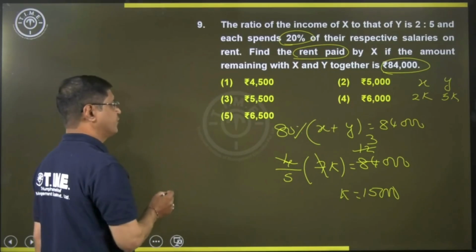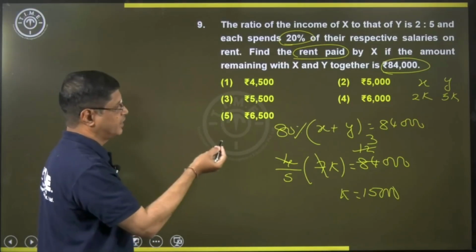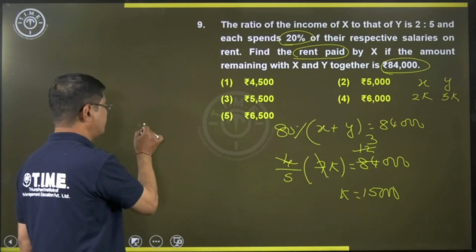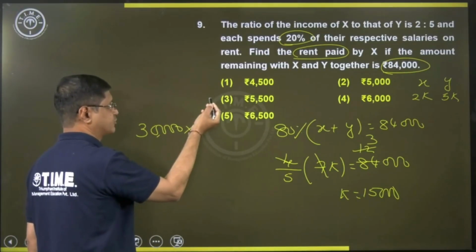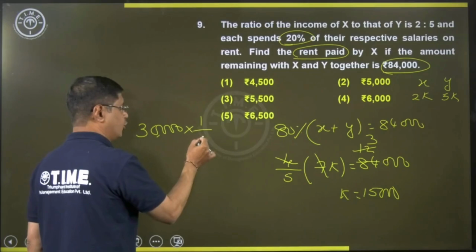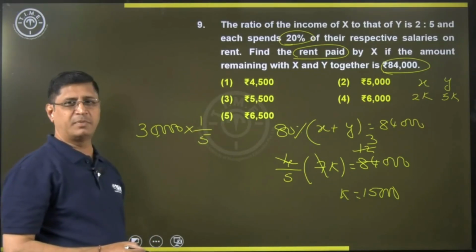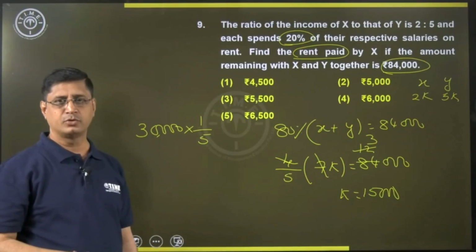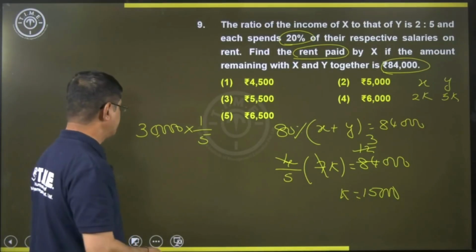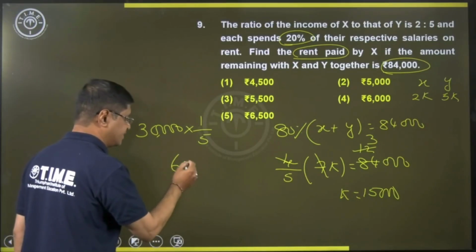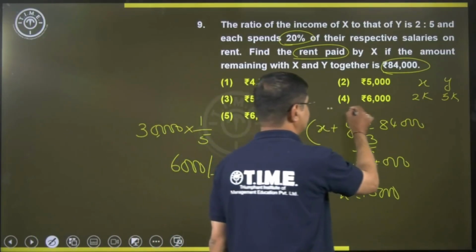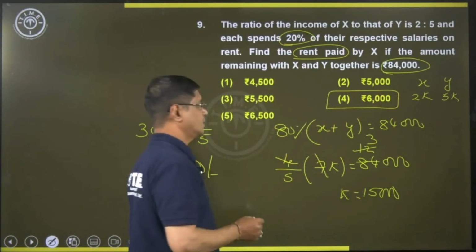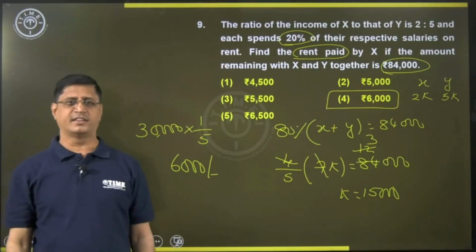So, here the salary of X is equal to 2K. 2K means 2 into 15, that is 30,000. And what is the expenditure here? 20%. 20% is equal to 1/5. So, what is the value of 1/5 of 30,000? That is 6,000 rupees. What is the right answer? Choice 4. Option 4 is the correct answer.